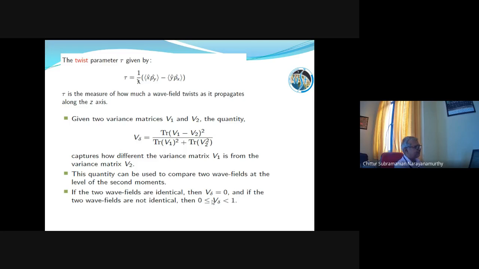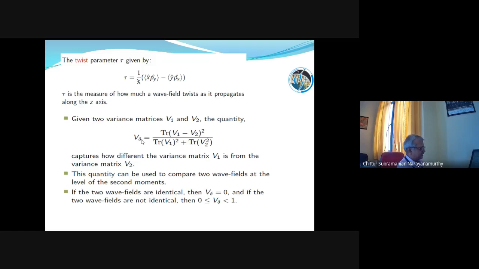Another important thing is that the variance matrix can also give you the symmetry and asymmetry of the light beam. We can find out whether the light beam is actually symmetrical or asymmetric using V delta, the trace of V1 minus V2. From that, we can calculate the symmetry and asymmetry parameter of the light beam. This can be used to compare two wave fields at the level of second order moments. Second order means modulus dx squared, and so on.